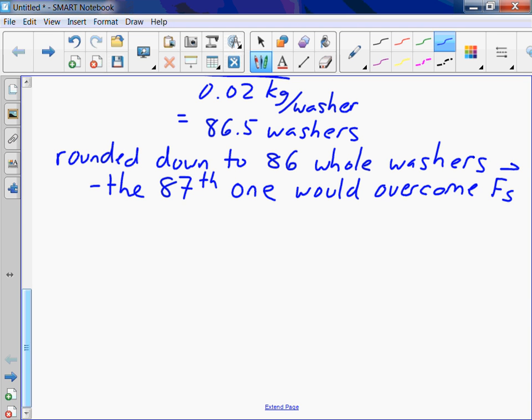Okay, will this investigation yield an accurate result if they use it to find the coefficient of static friction? What do you guys think? If they actually do this to try and find the coefficient of static friction between the block and the table.